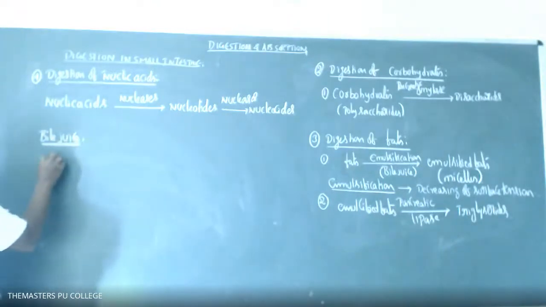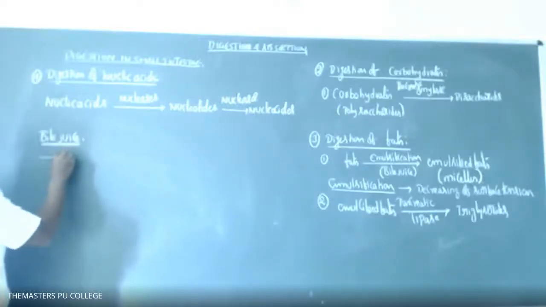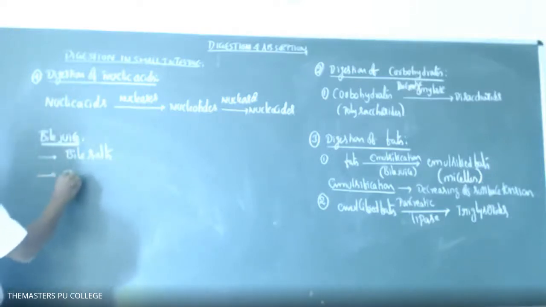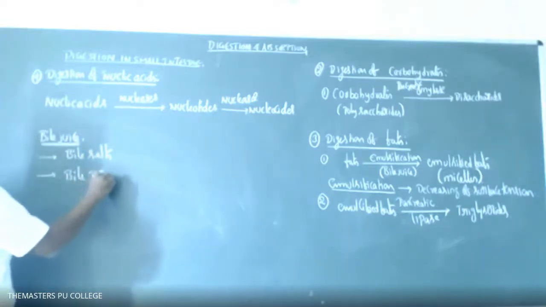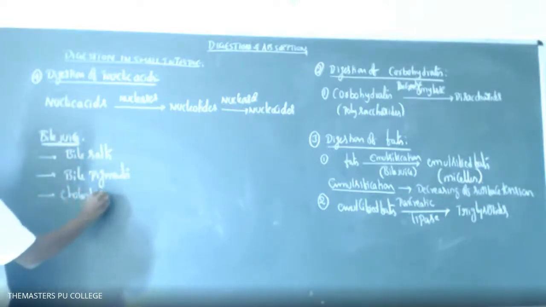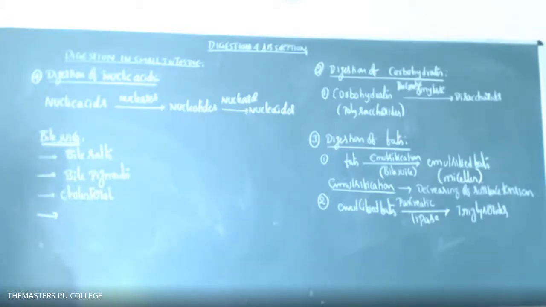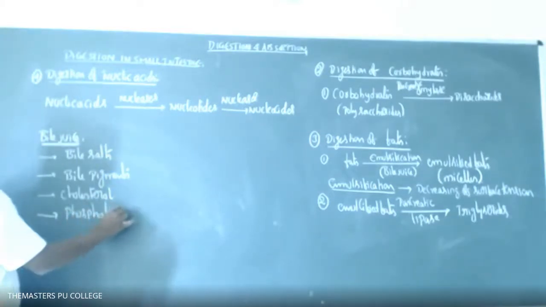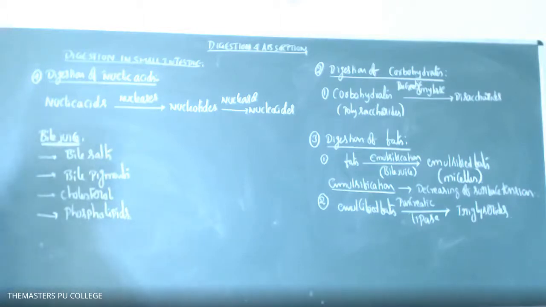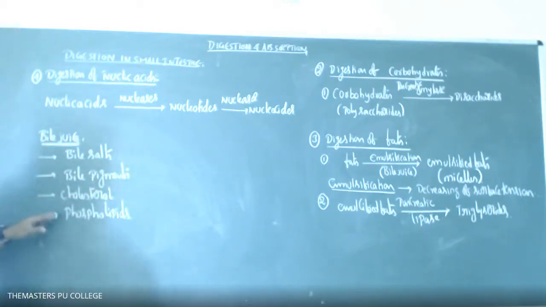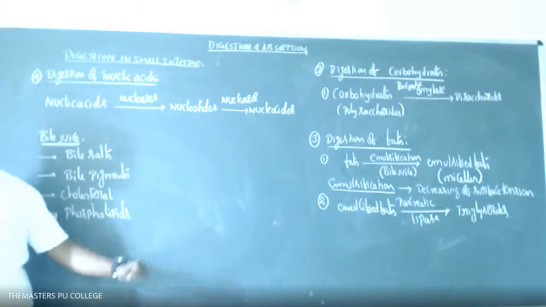So bile juice is secreted from where, students? Liver. So bile juice consists of bile salts, bile pigments, cholesterol, and phospholipids. So what are the components of the bile juice? Bile salts, bile pigments, cholesterol, and phospholipids are all present.